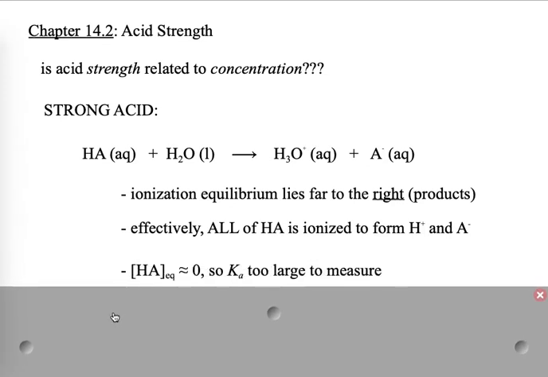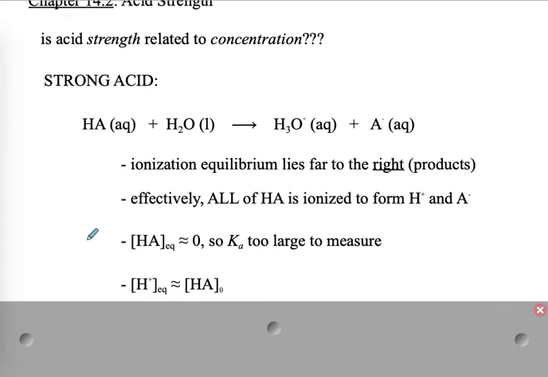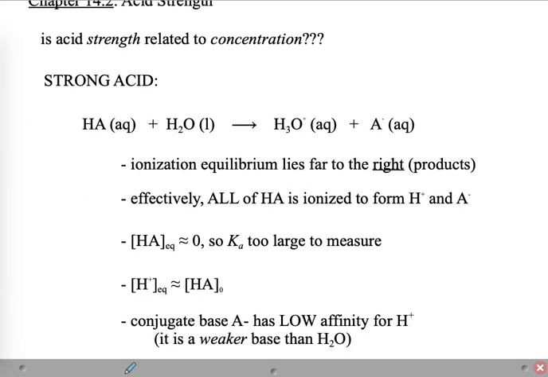Okay? At equilibrium, the concentration of remaining unionized strong acid is effectively 0, so Ka is too large to measure. We don't even measure Ka. The hydrogen ion concentration at equilibrium is effectively equal to the initial concentration of the acid. That will become important later in the unit when we talk about calculating the pH of strong acids. And this is important because HA is fully ionized, the conjugate base A- has a low affinity for the proton, meaning that A- is a weaker base than water. Water preferentially accepts the proton, so it is a stronger base than the conjugate base of a strong acid.